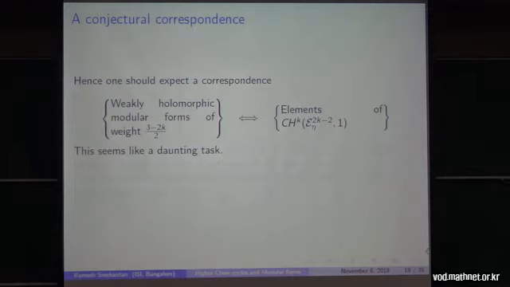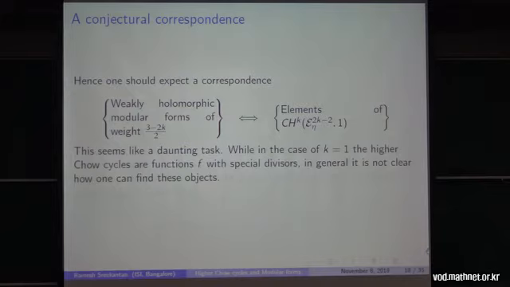Okay. So in the case of k equal to 1, the higher Chow cycles are functions with special divisors. In general, it's not clear how you can find these objects. In fact, in general, it's pretty hard to find explicit higher Chow cycles. Finding relations between higher codimensional cycles is quite a difficult task in general.